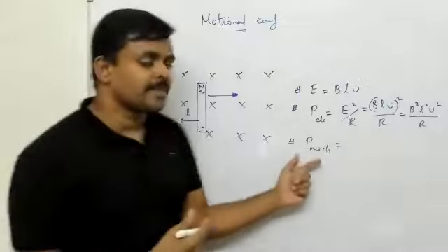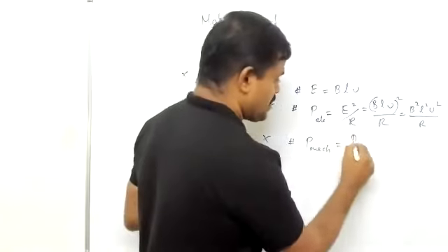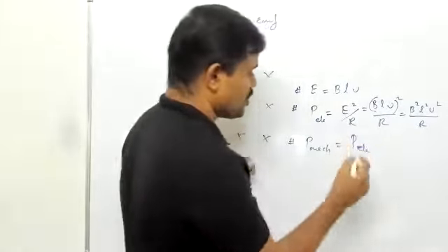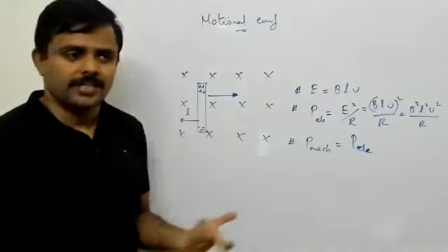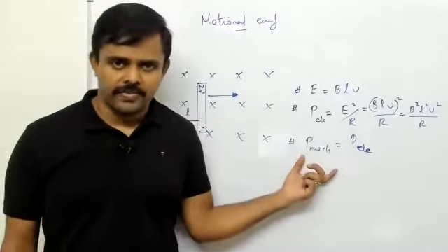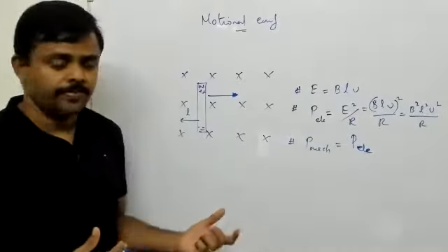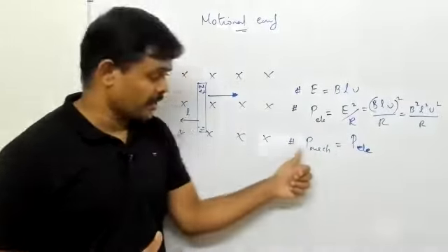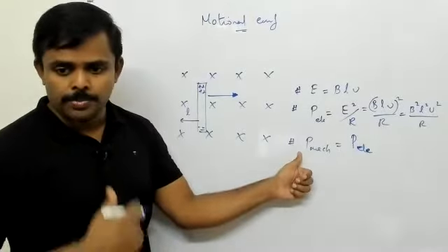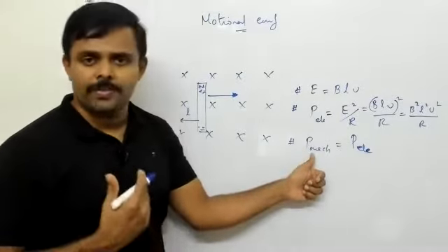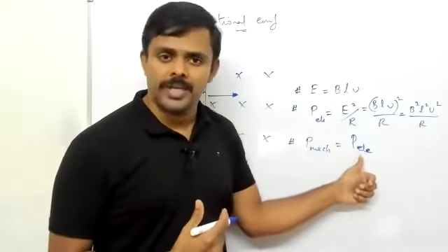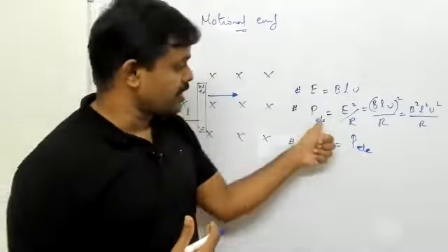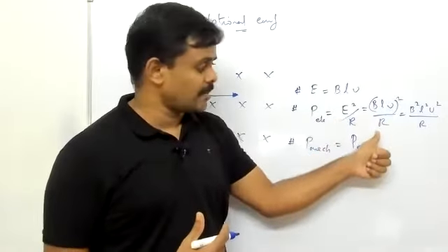Now, how much mechanical power is to be given? Same as the electrical power, right? Because that is the law of conservation of energy. Lenz's law is, after all, the law of conservation of energy. That is what we learned in the last session. Mechanical power required to pull the conductor out of the magnetic field is given by P mechanical is equal to P electrical. What is P electrical? We have calculated E square by R, B square, L square, V square by R.